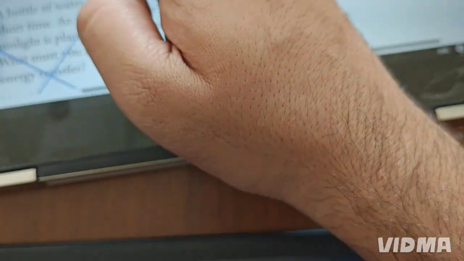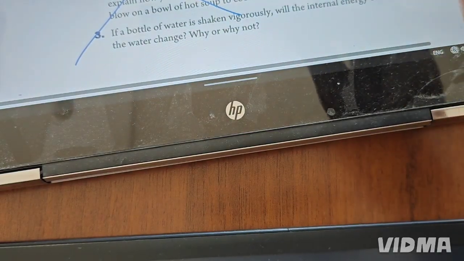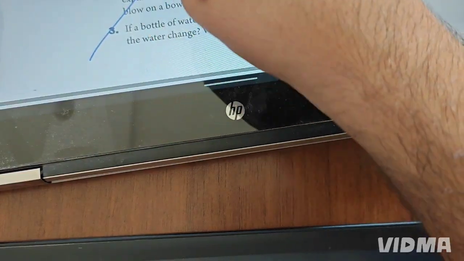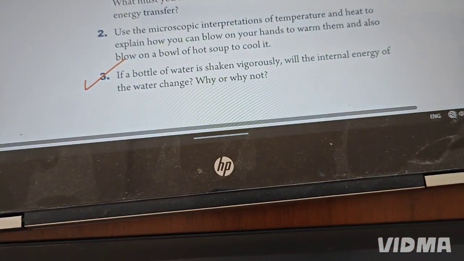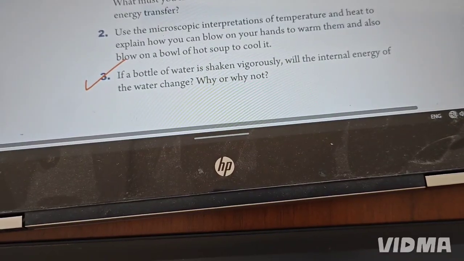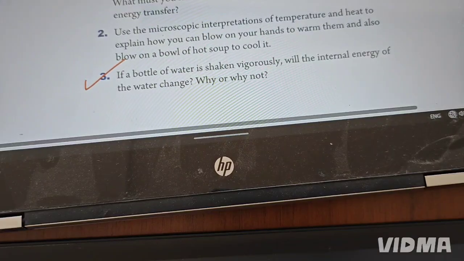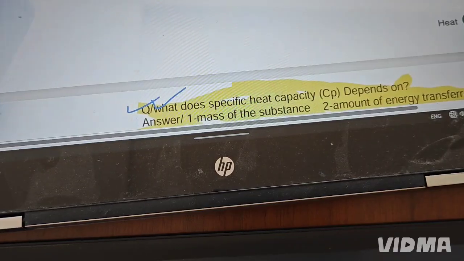Here we have some questions. Question 3, we explained question 3. If we have a bottle shaking, the internal energy is going to increase. And question 2, and question 1. Only question 3 is important. Question 1 and 2 you can skip actually.